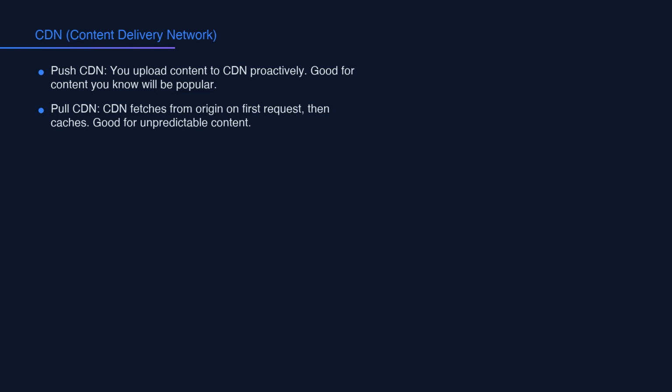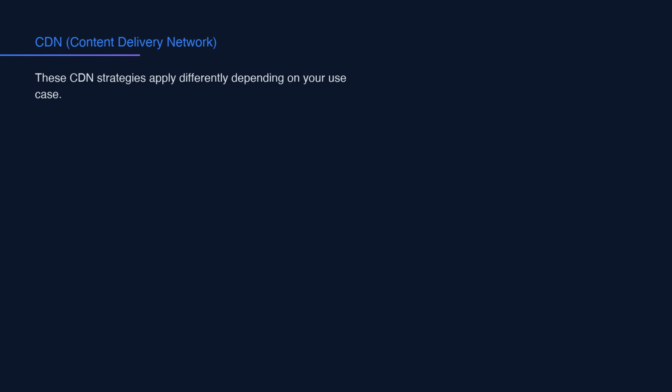There are two CDN strategies you need to know. Push CDN means you proactively upload content to the CDN before users request it. This is great for content you know will be popular. Pull CDN means the CDN fetches content from your origin on the first request, then caches it. This is better for unpredictable content patterns. These CDN strategies apply differently depending on your use case.